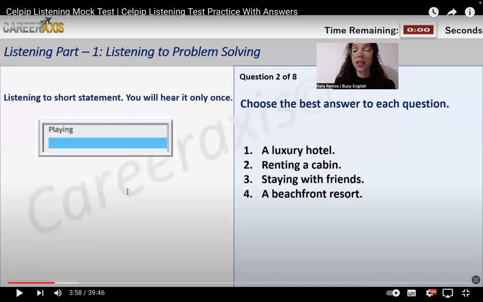Okay, so they are on a tight budget, right? So they ask about what type of accommodation does Sarah suggest. Is it a luxury hotel? Expensive, right? Renting a cabin? Staying with friends, a beachfront resort. So like 1 and 4 already out of question, right? So renting a cabin, if you guys remember.